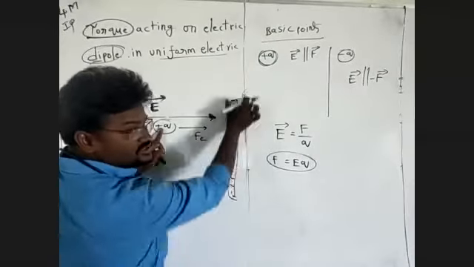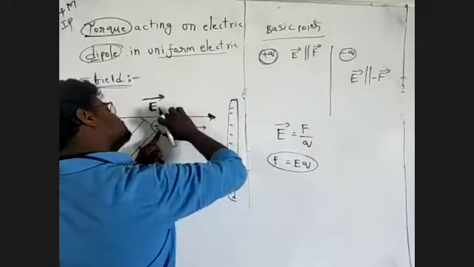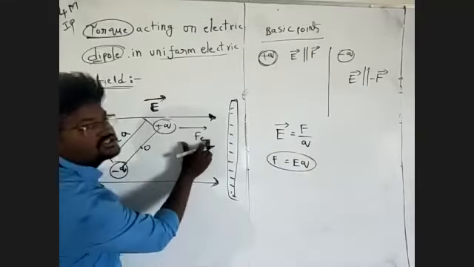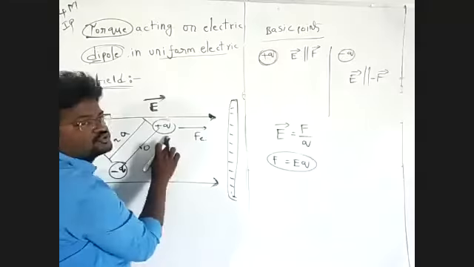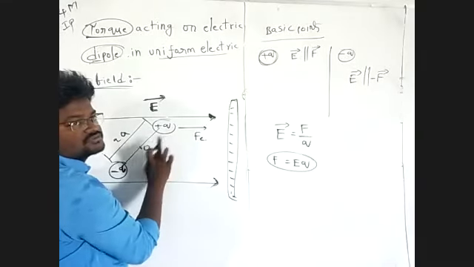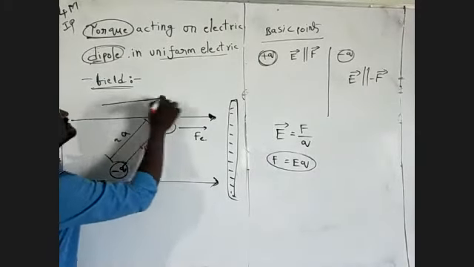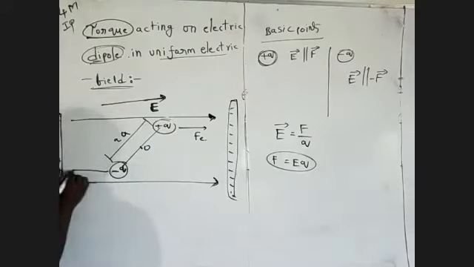This is a negative plate. This negative plate will attract positive charges in this direction. This is the direction of force, and this is the direction of the electric field. Both are parallel to each other for a positive charge. This is a negative charge, and the direction of electric field is in this direction. This is a positive plate, and this positive plate will attract negative charges in this direction.